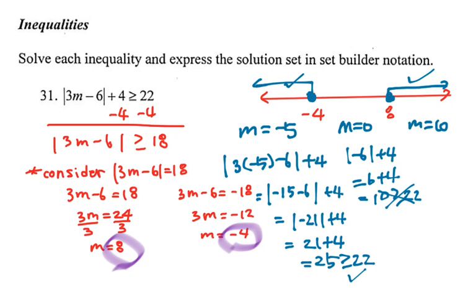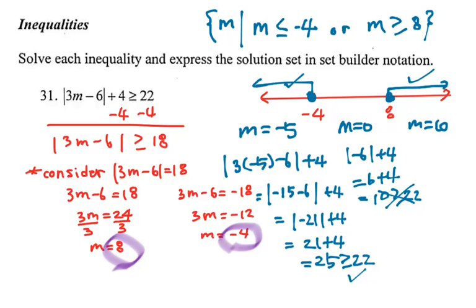Then how are we going to write it in set notation? Our answer will be the set of values of m such that m has to be less than or equal to negative 4, or m has to be greater than or equal to 8. So that becomes our answer for this question.